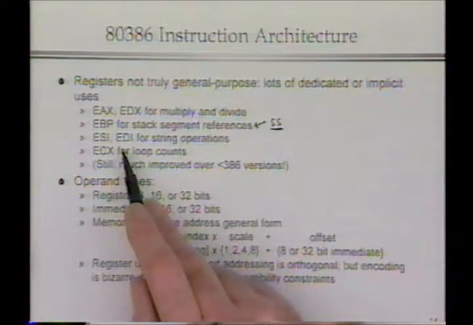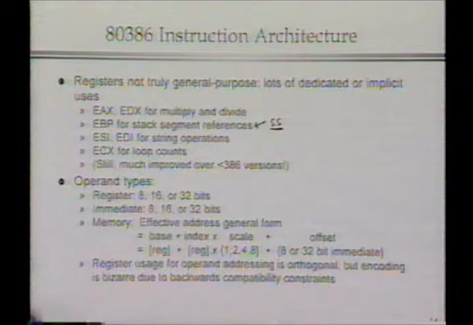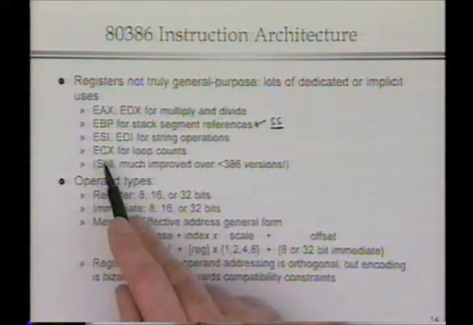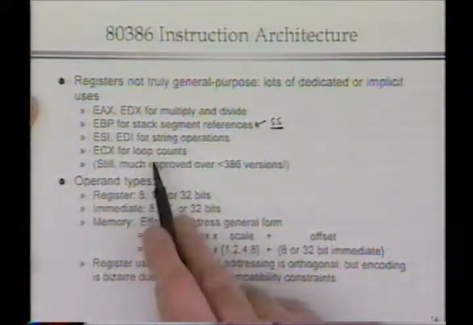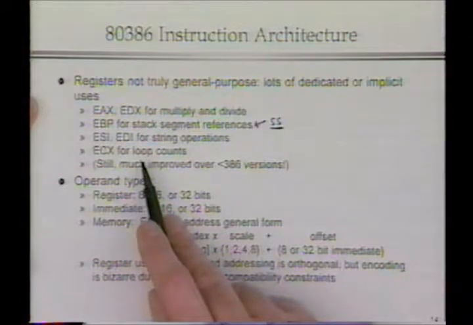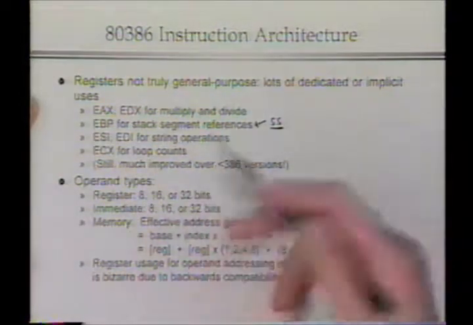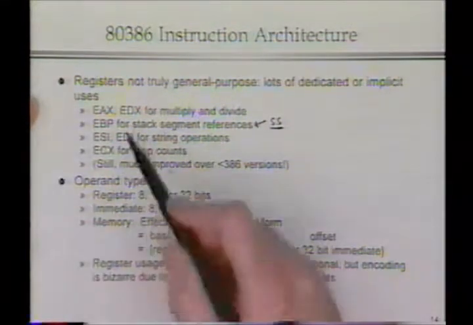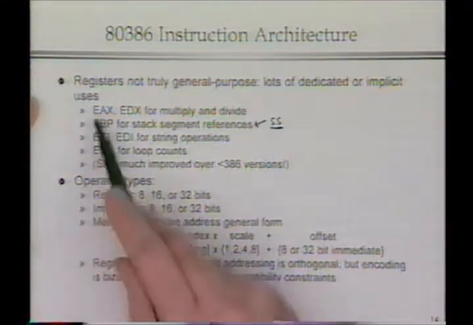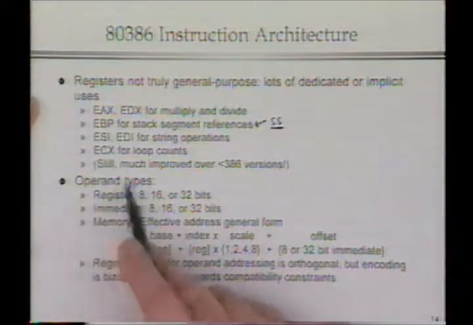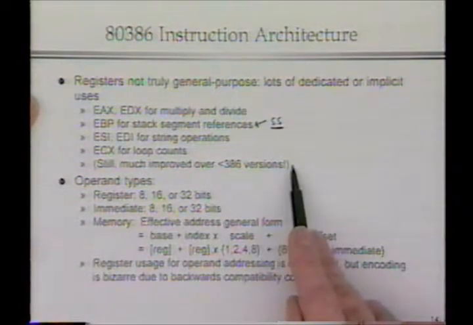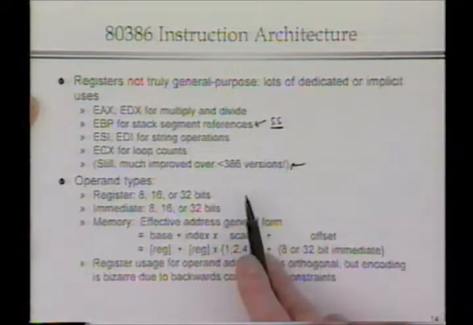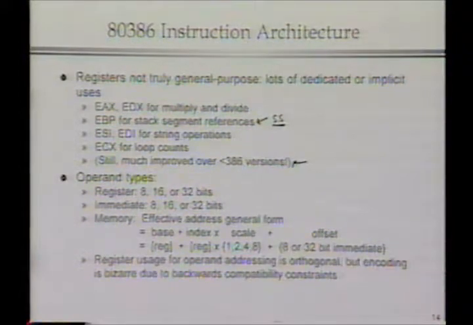There's no way to override that. If you've got something else in those registers, you've got to save it and restore it in order to be able to do a string operation. The CX register, the extended CX register, is used for loop counts. There are loop instructions that decrement the CX and continue looping until it gets to be 0. Still, even with all of these registers which are assigned special purposes, the architecture at the 386 level is much better than it was in the versions before that.